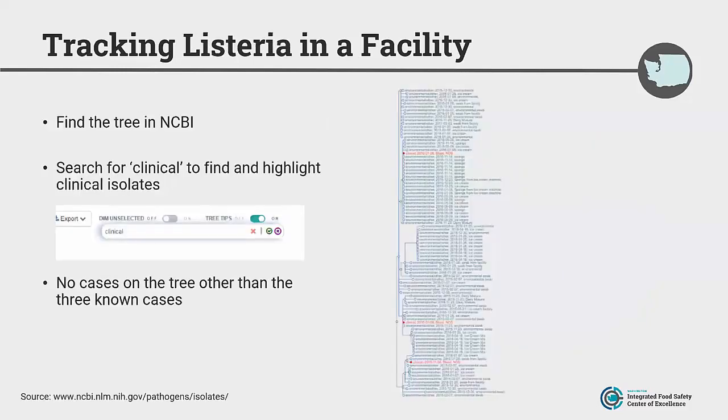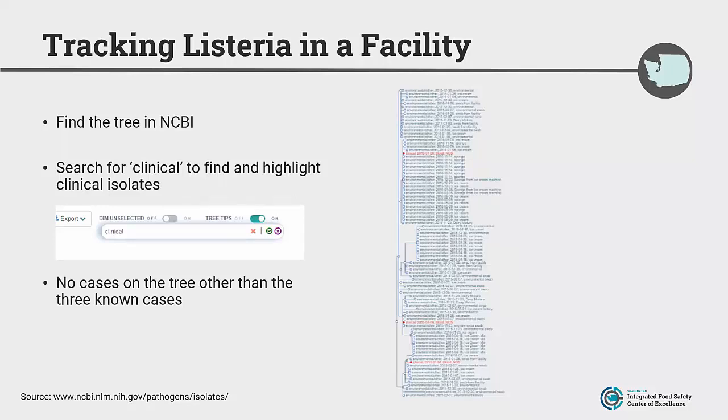So the question is, we know we had this outbreak in 2014, 2015. How can we keep an eye on and make sure that this persistent strain that had been in the facility didn't come back at some point? So this is, again, a recent SNP tree of the NCBI pathogen detection portal showing all of the unhighlighted isolates. All the blue ones are environmental and food isolates from the ice cream facility.